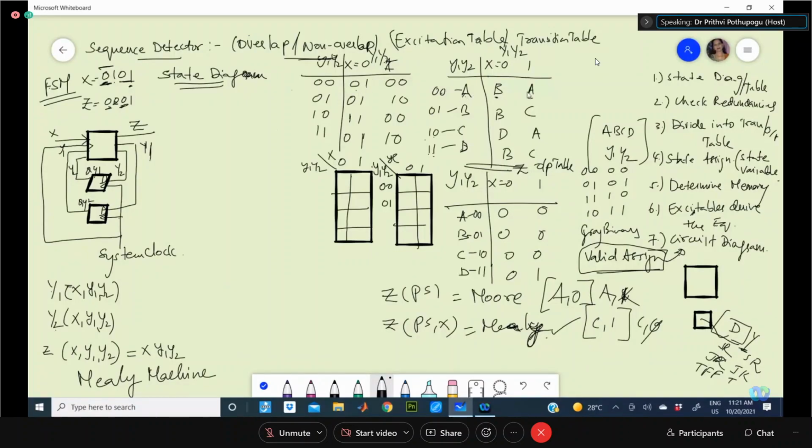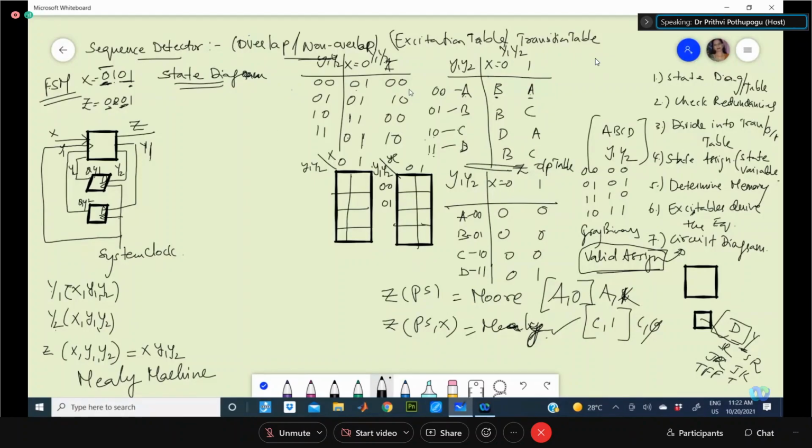A is going to A. What is A? 0, 0. Okay. Then later what we have taken is we split this into the K map for y1 and y2 separately. So see here, this is for y1, this is for y2. y1 and y2 for x is 0, x is 1.